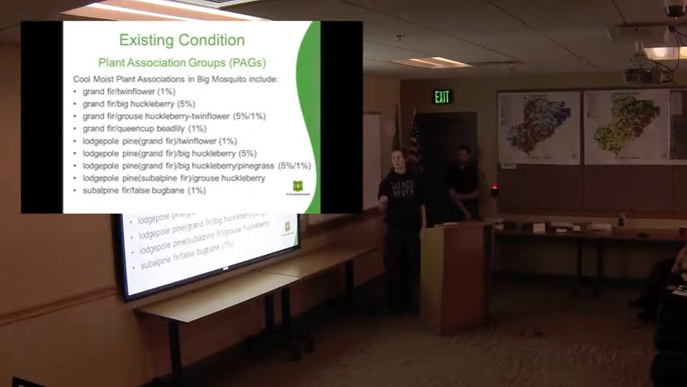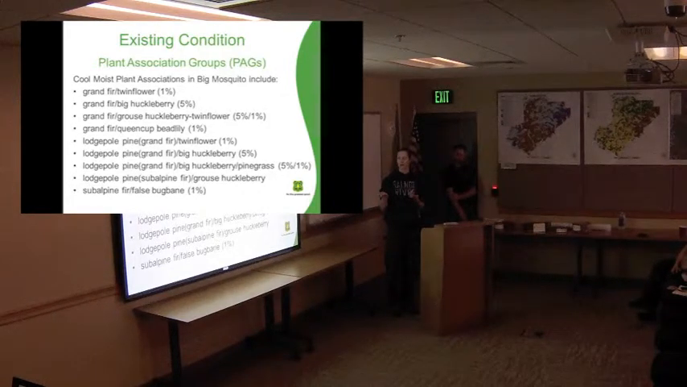But the Cool Moist Plant Association, basically a plant association group is a grouping of plant associations, and these are the plant associations that are within the Cool Moist PAG that are within the Big Mosquito Project. And basically what it is, you've got your overstory trees and your understory vegetation, and you go through a key, and it tells you, by looking at the vegetation and how much is out there, what plant association you're in.